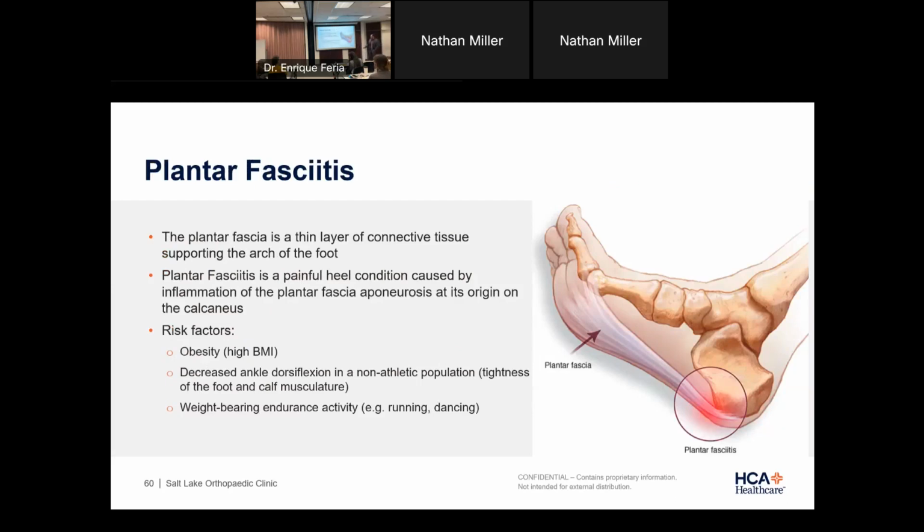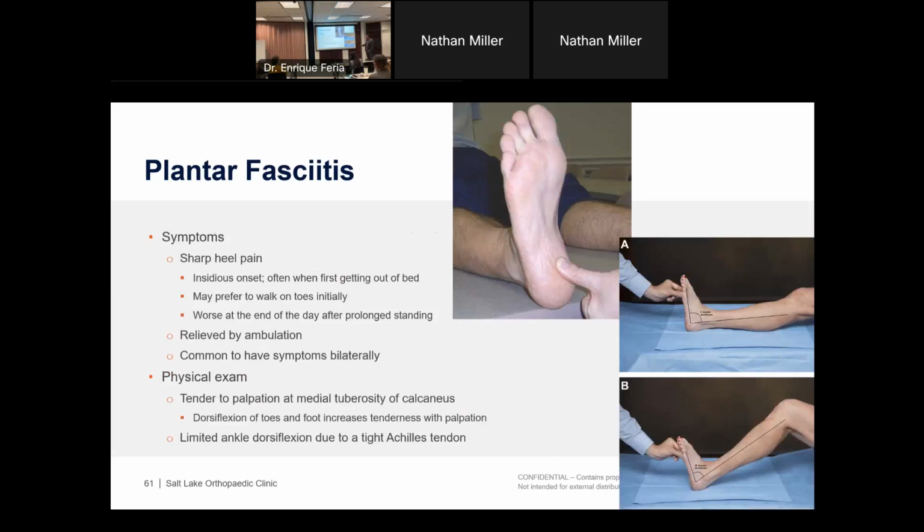If you have tightness in your foot and calf musculature, it can predispose you to plantar fasciitis. And if you're a weight-bearing endurance athlete, whether you're a runner or dancer, that can also predispose you to it. Patients typically complain of sharp heel pain on the bottom of their heel. It's typically worse with the first few steps in the morning.